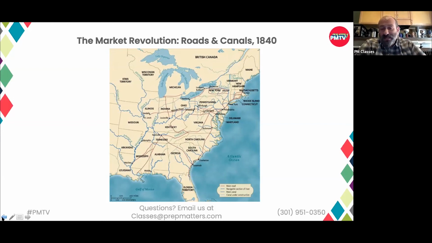By the late 1830s, as you can see on this map, there's more than 3,000 miles of canals linking the Ohio River Valley and the Mississippi River Valley with the East Coast. These canals, plus the steamships on the Mississippi River, on the Great Lakes, and on the Ohio River, change 19th century America every bit as much as cars and highways and airplanes changed the 20th century.